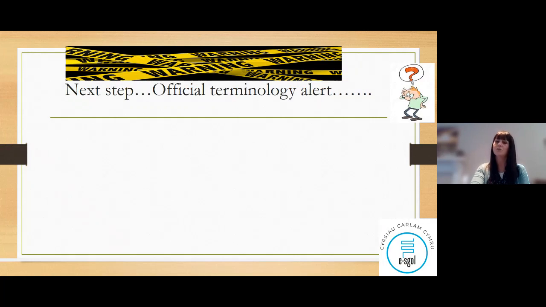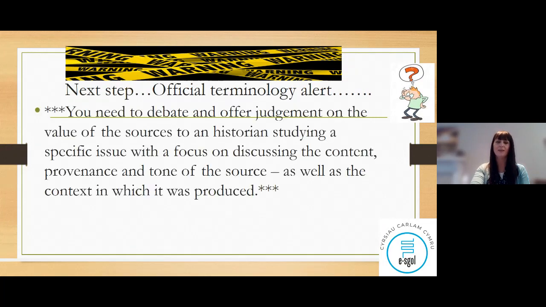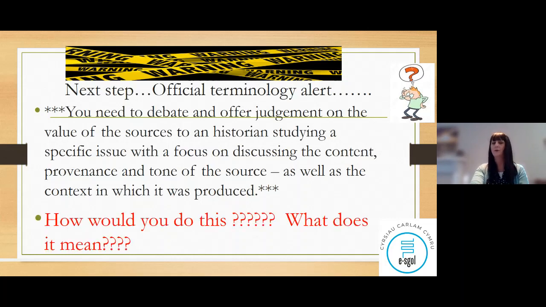So we've got official terminology alert number 2. And this is from the WJC, and they say you need to debate and offer judgment on the value of the sources to an historian studying a specific issue with a focus on discussing the content, provenance and tone of the source, as well as the context in which it was produced. Okay, so there's lots of key terms there, but what does it mean and how exactly would you do this?